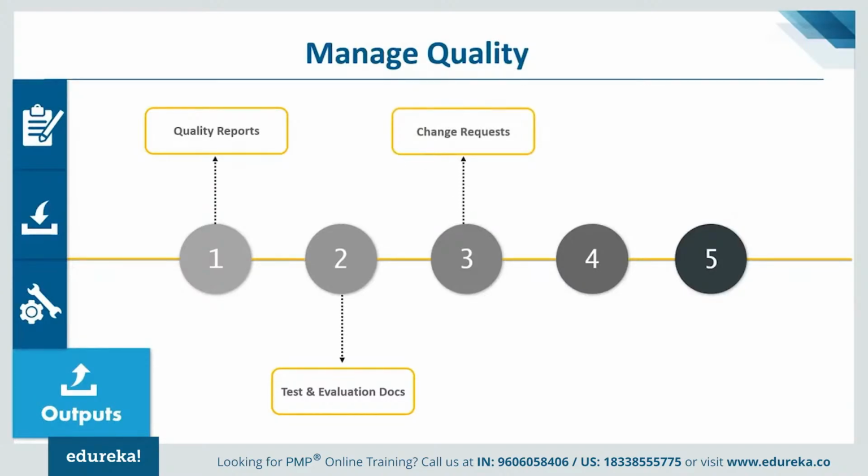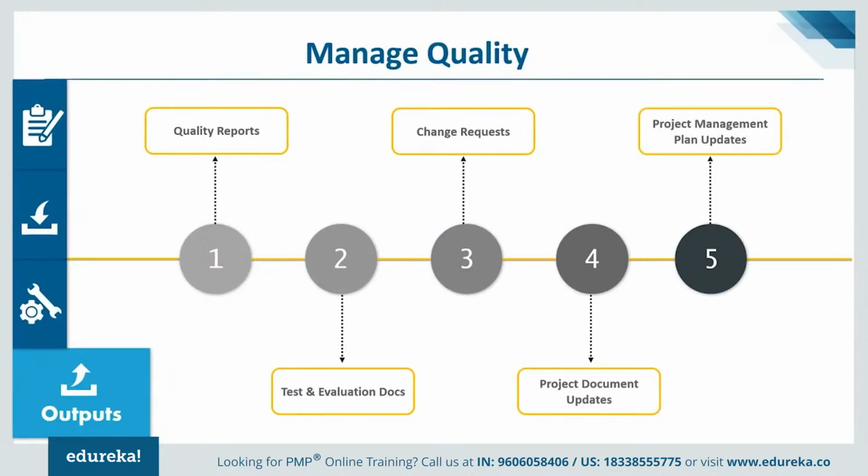Change requests. A change request might get initiated as a result of the progress that we are seeing, and that change request then needs to be incorporated back into the project. Project documents will get updated, the ones that I mentioned earlier, and the project management plan would also get updated if there is any change that we come across. So this covers the entire outputs that we expect out of the managed quality process.